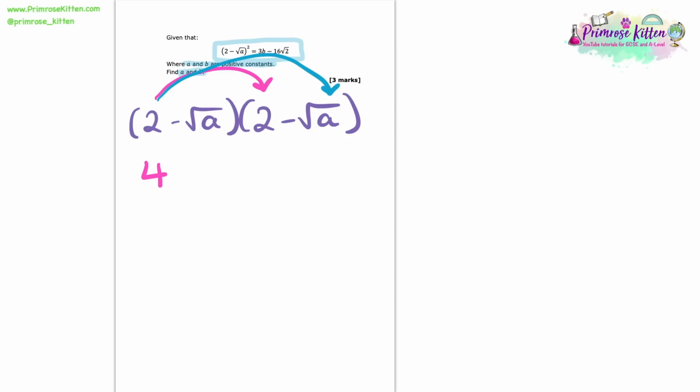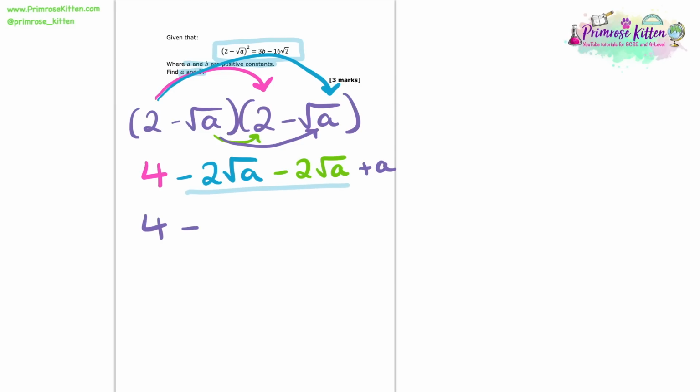So 2 times 2 is 4. 2 times minus root a is simply minus 2 root a. Minus root a times 2 is minus 2 root a. And minus root a times minus root a gives us positive a. So what we've got here is something that we can now simplify. Let's get those like terms all together here. Minus 2 root a minus 2 root a gives us minus 4 root a. So in total we have 4 minus 4 root a plus a.